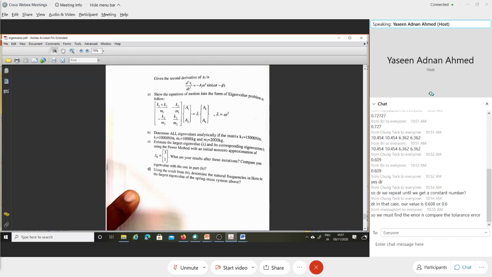Part B, determine all eigenvalues analytically. Analytically means characteristic equation, the determinant approach. The determinant approach is the analytical approach, and then this power method is a numerical approach. So what is the natural frequency in hertz, and what is the largest eigenvalue of the spring mass system above? The largest eigenvalue means the value that you got after the power method, that is the eigenvector. So for that eigenvector, you have to find out the eigenvalue. So how to get the eigenvalue?